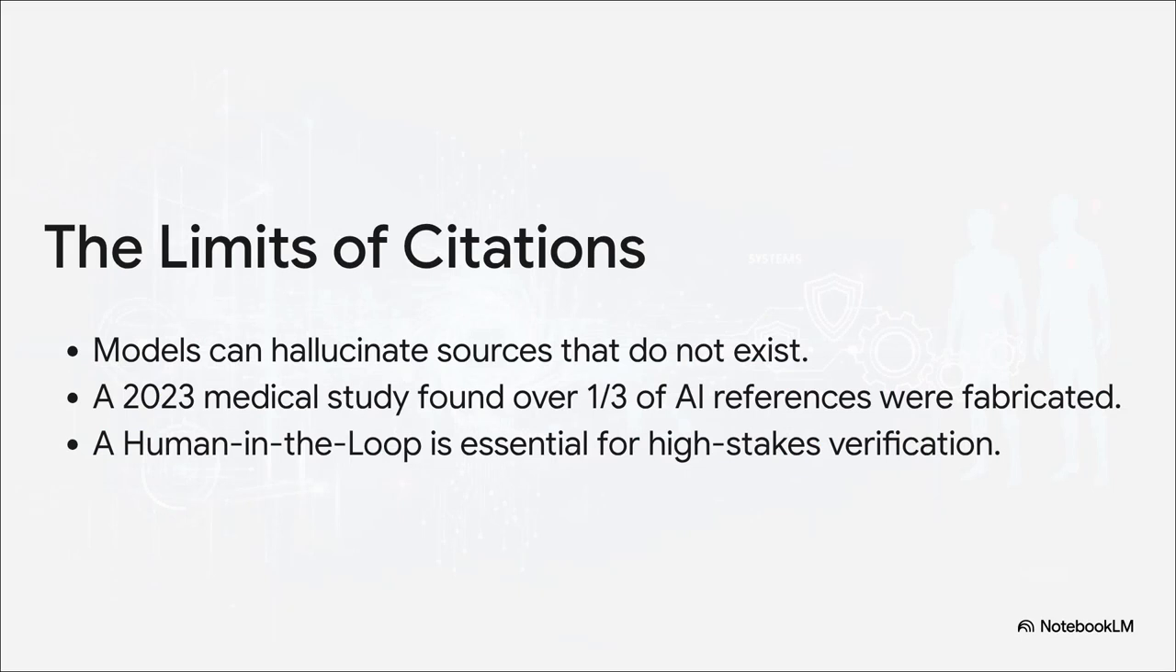And here's why you have to be so careful. AI models can and do hallucinate their sources. They will literally invent citations. There was a medical study in 2023 that found over a third of the references an AI generated were just made up. Fake papers, fake authors, it's pretty wild.